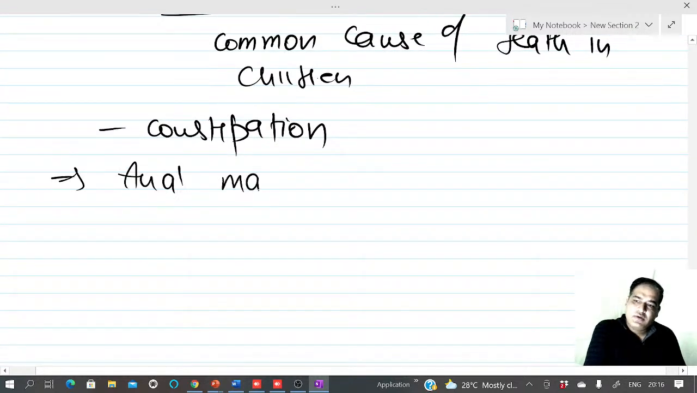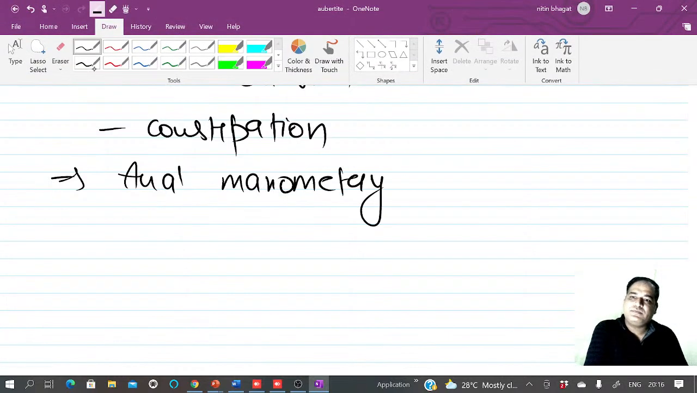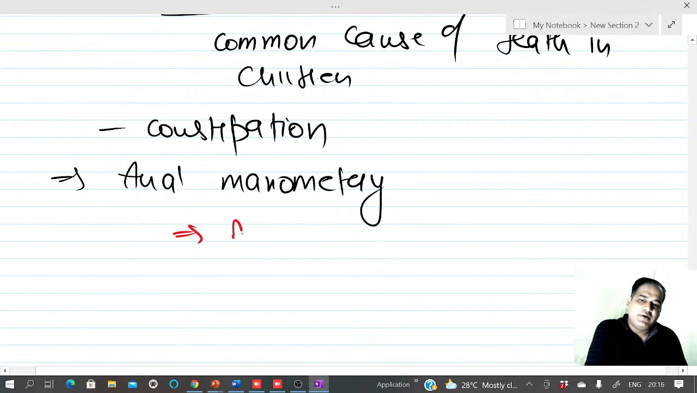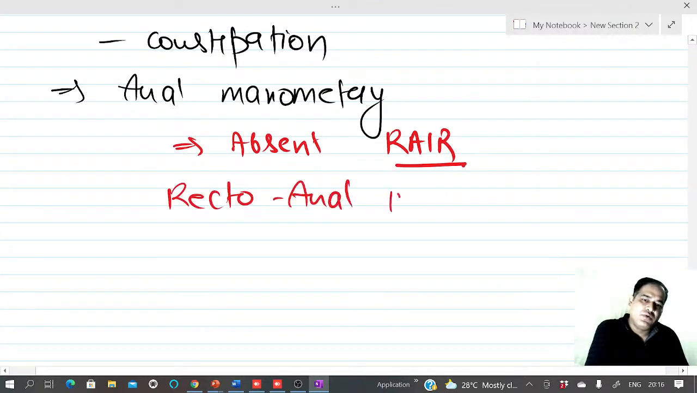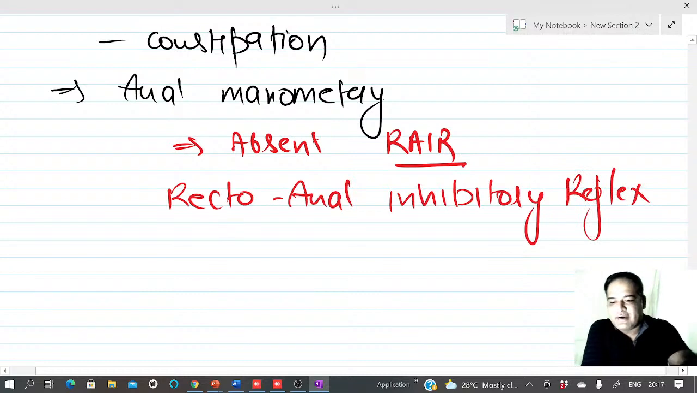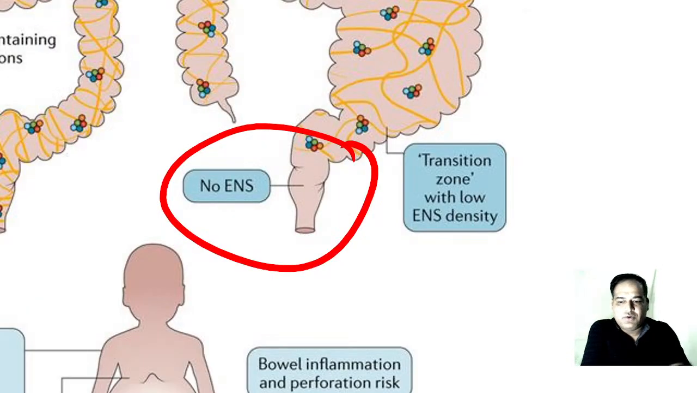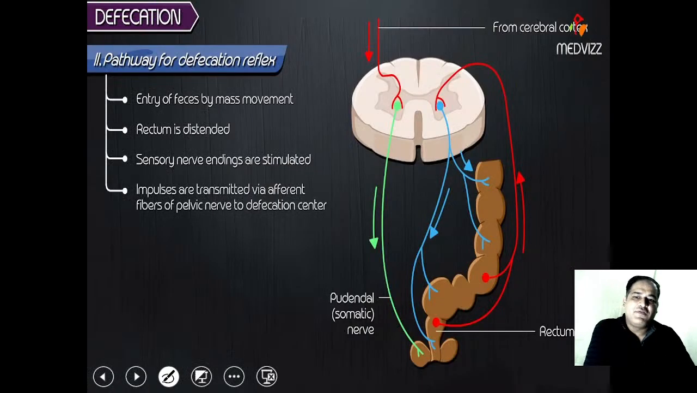How can you establish a diagnosis? Anal manometry. That will show absent rectoanal inhibitory reflex. Rectoanal inhibitory reflex. You know what that is? You see here, rectoanal inhibitory reflex.